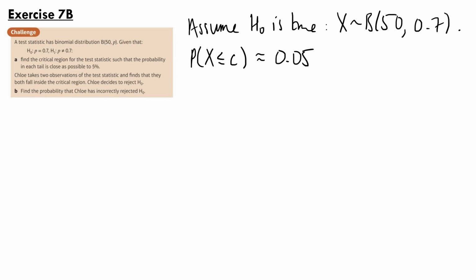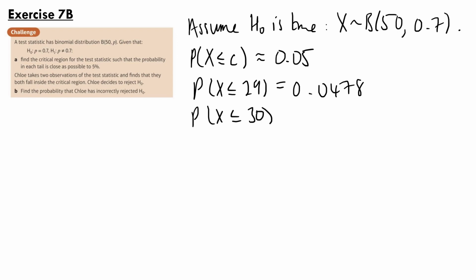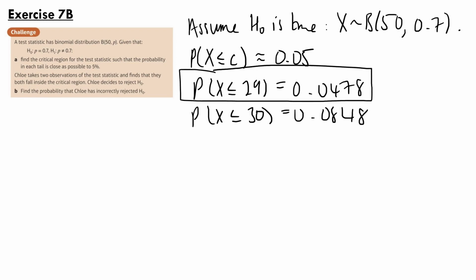And using your calculator, you can see that the probability X is less than or equal to 29 is equal to 0.0478, and the probability that X is less than or equal to 30 is equal to 0.0848. And you can obviously see here that this will give us the closest value to 0.05. So our critical region starts with X is less than or equal to 29.